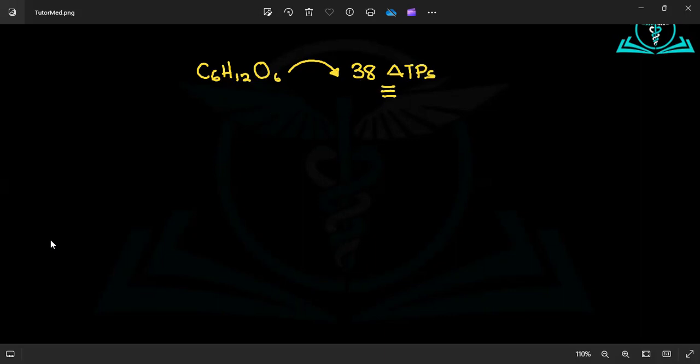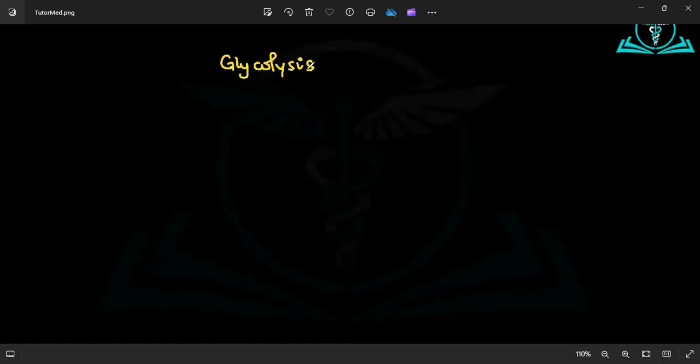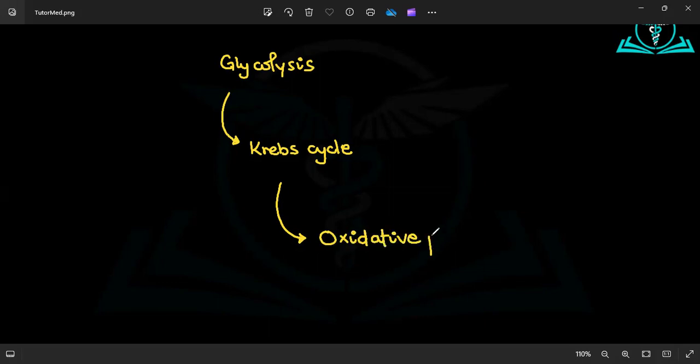Now you know that glucose metabolism begins with what? When we are breaking glucose for energy, it begins with glycolysis, right? Then from there you move towards the Krebs cycle. Then from there, you move towards oxidative phosphorylation. Do you remember that oxidative phosphorylation actually came in the June MCQ? Or have you still not gone through the MCQs?